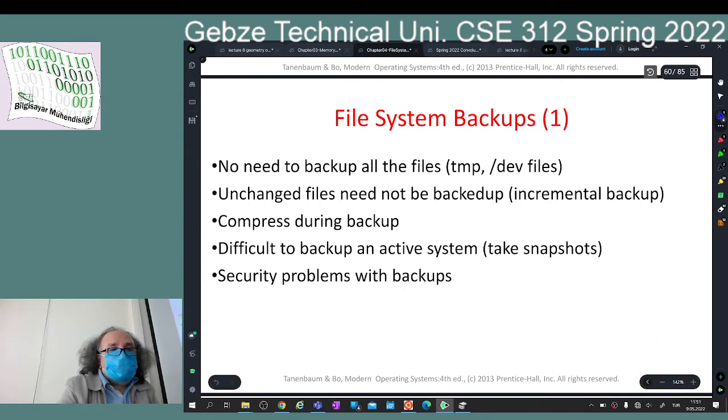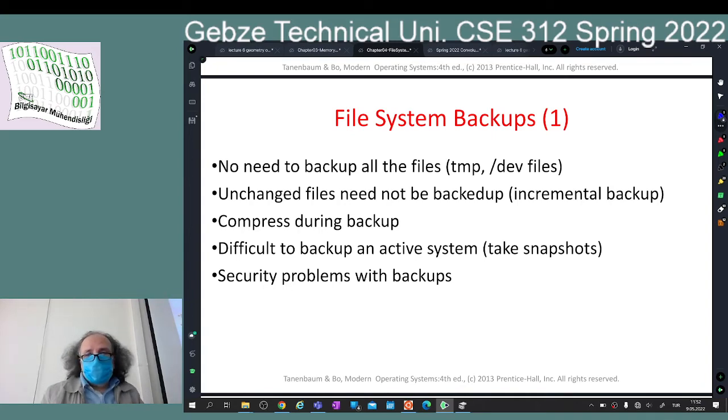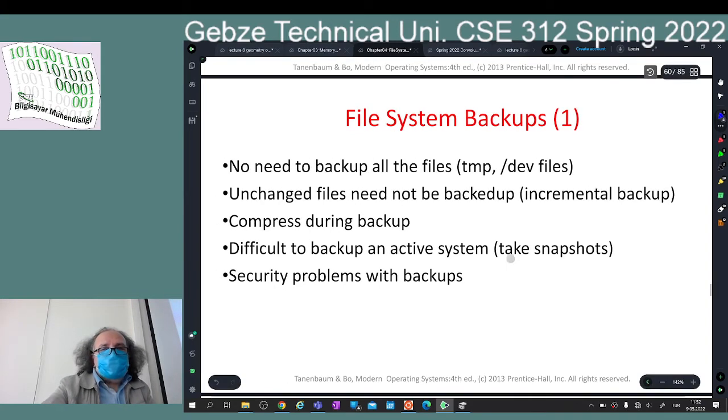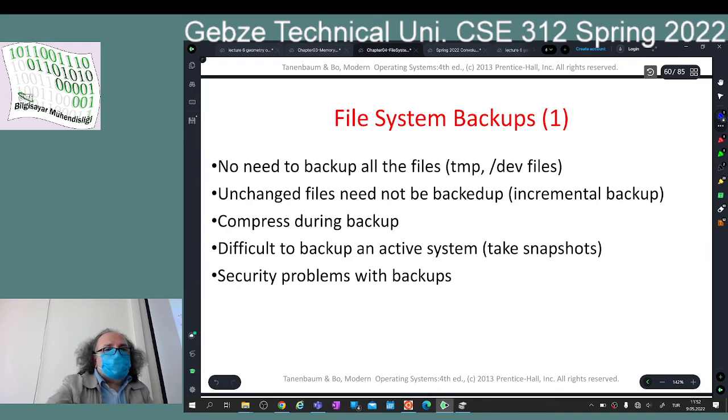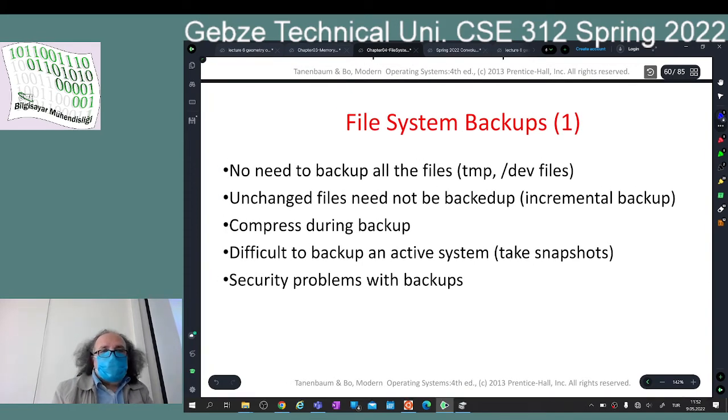The other thing is security problems with backup. Where do you keep your backup data? It should be in a safe place. Otherwise, as the name says, it is backup. It's a copy of your data. Whoever has access to that data has access to all of your information, and you need to be careful about it. So most of the stuff, like taking the snapshots, the security problems, and the compression, I will not talk about them. Maybe I will talk about these two.